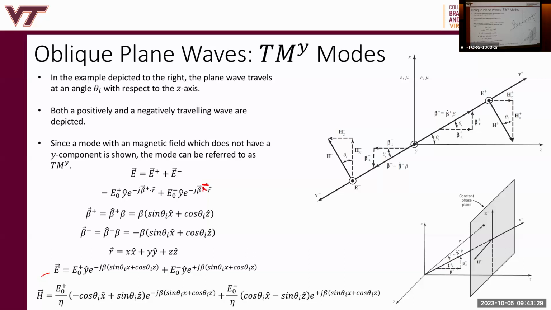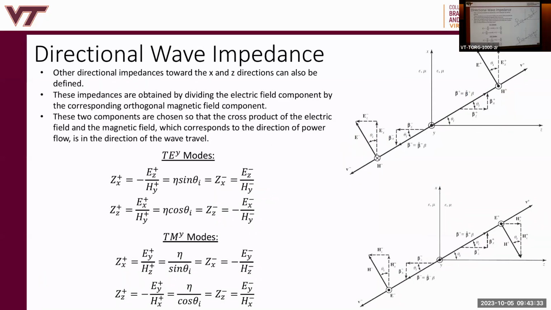All right. Good. Okay, now we need to define what's called the directional wave impedance. So the wave impedance now, since everything's not coordinate aligned and axis aligned, can have multiple definitions, right? So other directional impedances toward the X and Z directions can also be defined, all right? These impedances are obtained by dividing the electric field component by the corresponding orthogonal magnetic field component, all right? So it's still going to be a coordinate aligned quantity, the Z component of E divided by the Y component of H, right? Before it was all of E divided by all of H because E and H were aligned with these axes, right? But now it's going to be partial E or partial H. One of them will be full, depending on if it's TE to Y or TM to Y, because one of them is axis aligned, the one that's orthogonal to the board.